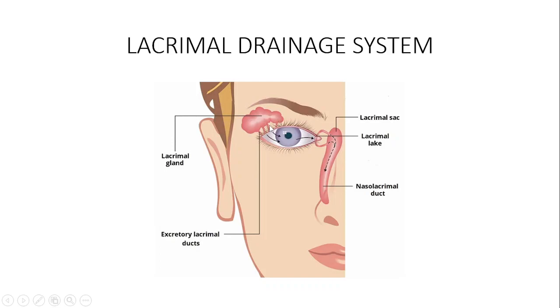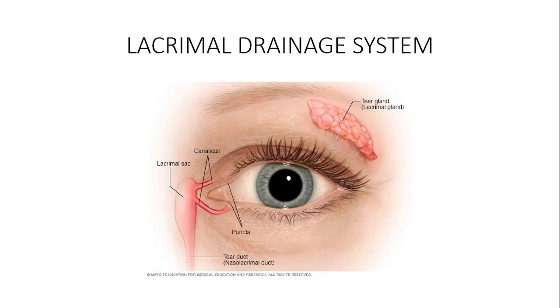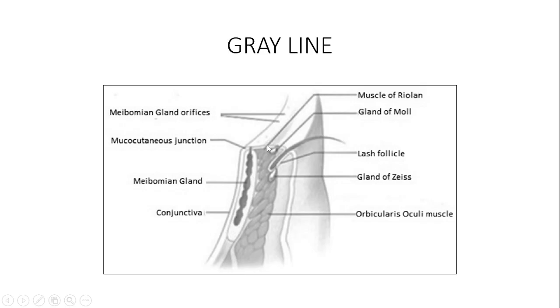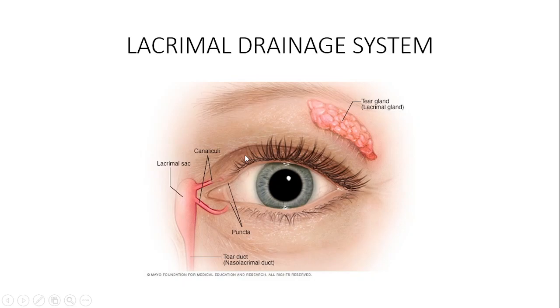Those pores or orifices through which the water from the lacrimal gland passes to come and lubricate the surface of the eyeball, we call them excretory ducts. So, apart from that, we also have the marginal strips. Look at the marginal strips. They are found at the level of the gray line. The marginal strips help in carrying off some of the tears.